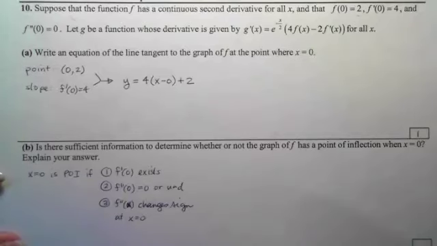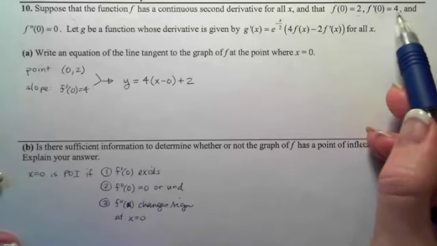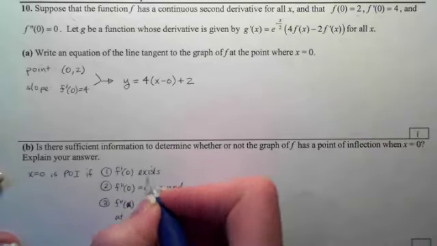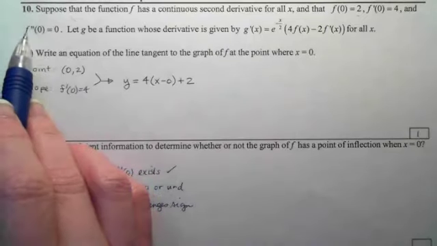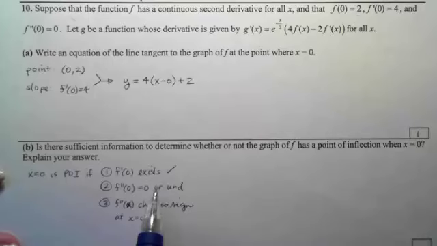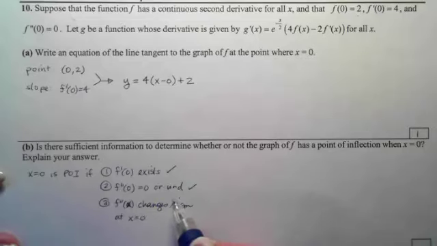So first thing we've got, f prime of 0 exists. Well, coming up here we can see that f prime of 0 is 4. So yep, it exists. It's equal to 4. The next thing is to figure out whether f double prime is 0 or undefined. So we look here and we see that f double prime of 0 is 0 or undefined. So yep, that worked. And then we look to see whether or not f double prime of x changes sign.